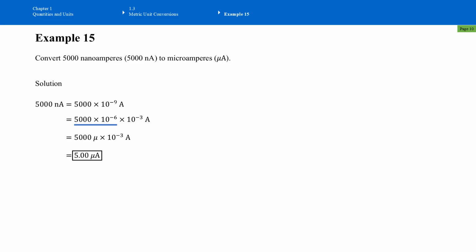So let's rewrite the expression: 5,000 times 10 to the negative 6 times 10 to the negative 3 amperes. And now we're going to recombine this. We can replace the 10 to the minus 6 by the prefix micro. So it's 5,000 micro times 10 to the minus 3 amps. The 5,000 and the 10 to the negative 3 can be combined. After combination, it's 5. And we keep 2 decimal digits. The answer is 5.00 microamps.